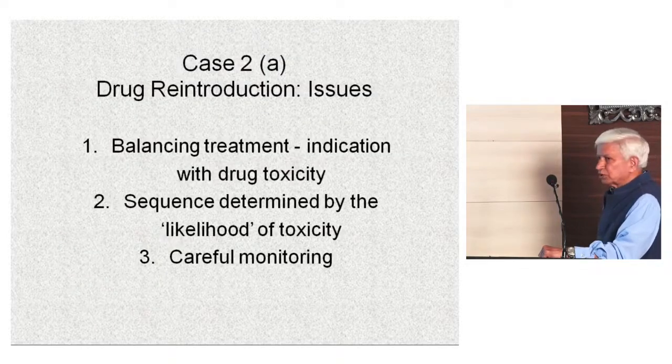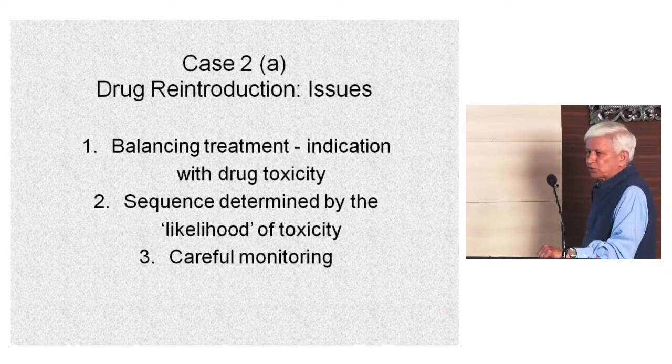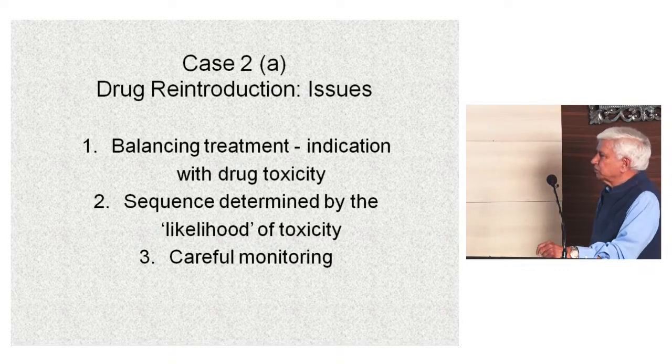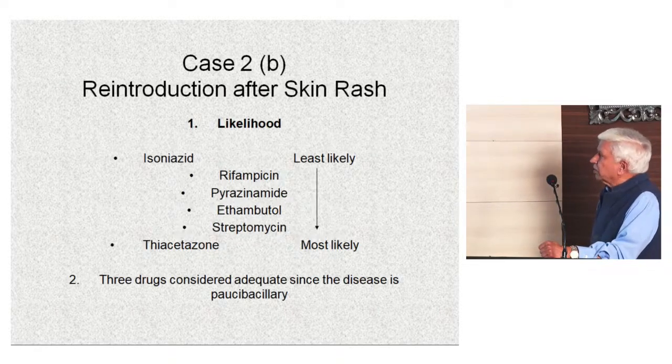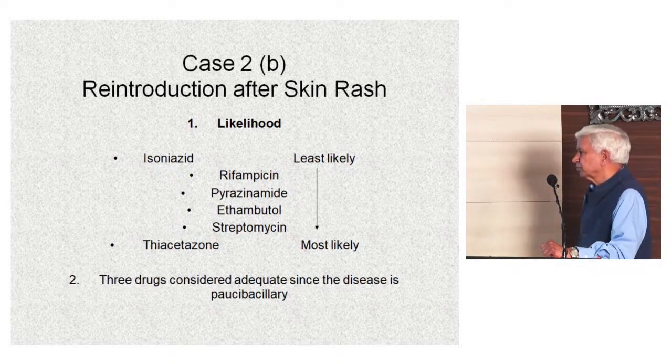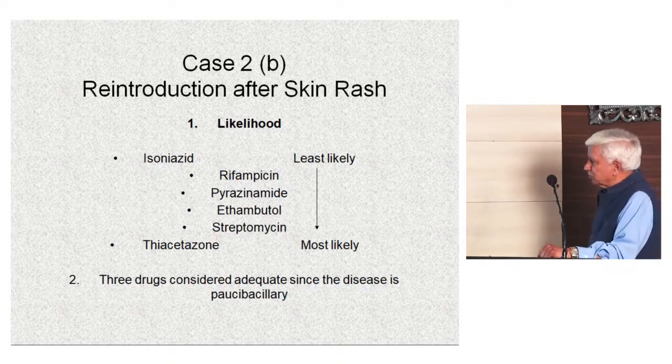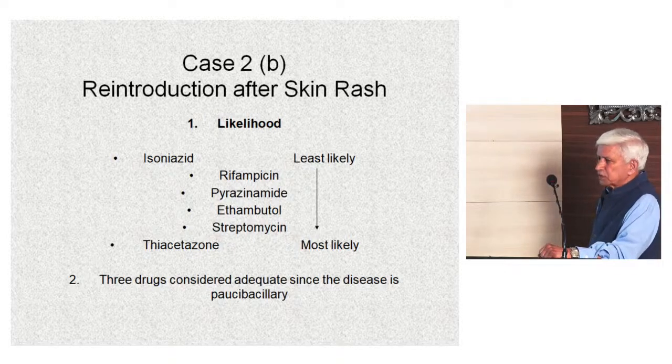So for reintroduction, you should balance the indication with drug toxicity, because drug reaction is a sensitivity reaction, so it can happen again. And how do you determine the sequence? They say it is the likelihood of toxicity, because that is the only way to know which drug is more likely to cause it. And careful monitoring is required. This is the likelihood, you see. The least likely is with INH, rifampicin, pyrazinamide, ethambutol, and streptomycin. Thiacetazone, of course, is not used. And they also said that if the disease is mild, you can just rely on the 3 drugs. You see.